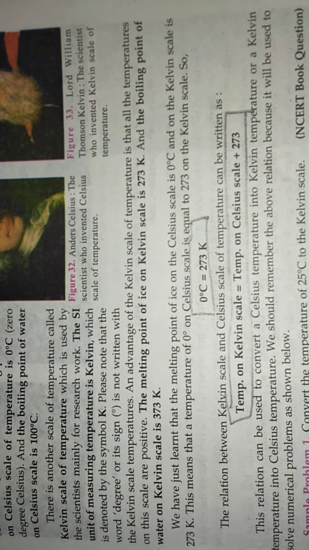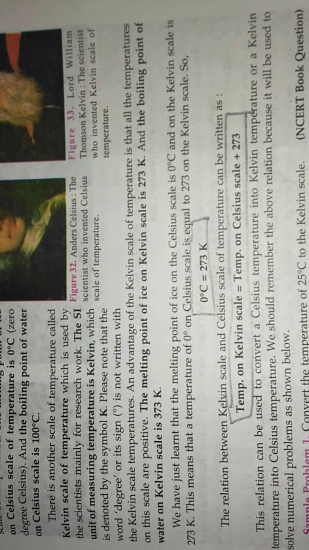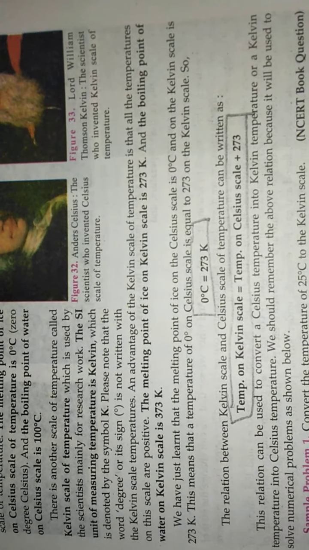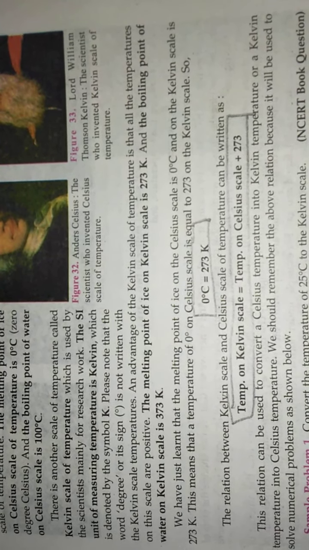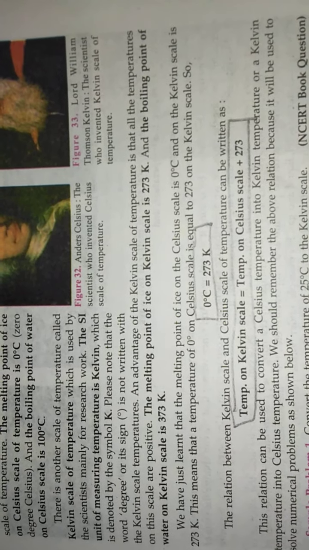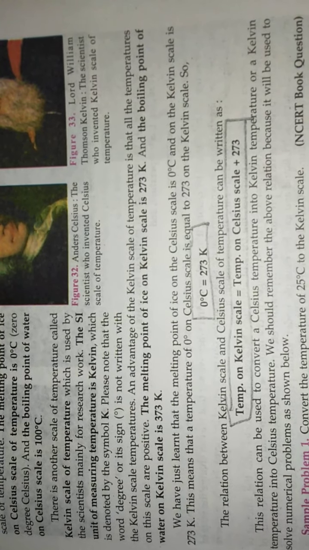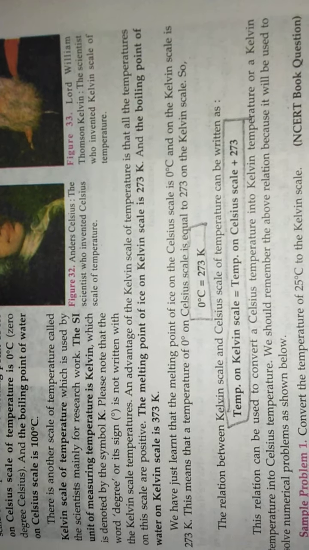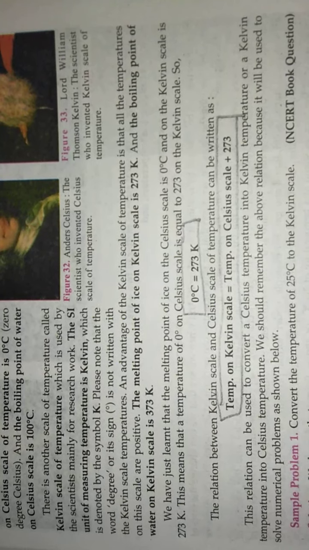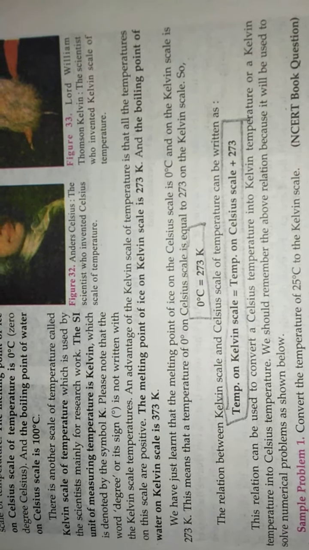One advantage of the Kelvin scale is that all temperatures in this scale are positive, whereas in the Celsius scale the measurements can be negative also. The melting point of ice on the Kelvin scale is 273 K. See that I am not using the degree here; it is written in your book also as 273 K. And the boiling point of water on the Kelvin scale is 373 K.